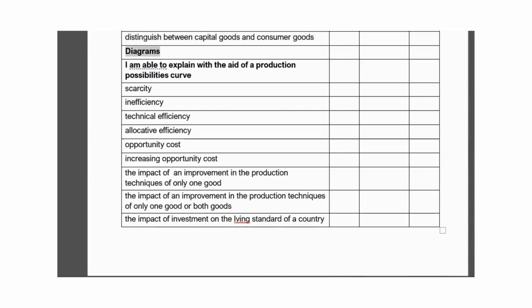Diagrams. I am able to explain with the aid of a production possibilities curve: scarcity, inefficiency, technical efficiency, allocative efficiency, opportunity cost, increasing opportunity cost, the impact of an improvement in the production techniques of only one good or both goods, and the impact of investment on the living standard of a country.